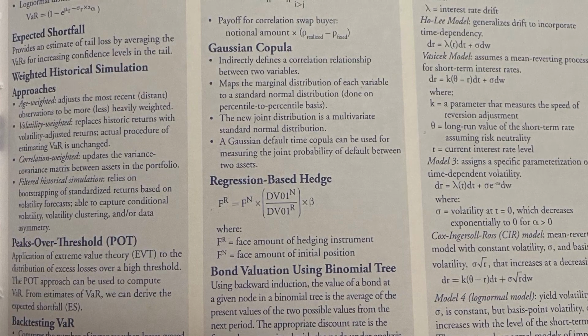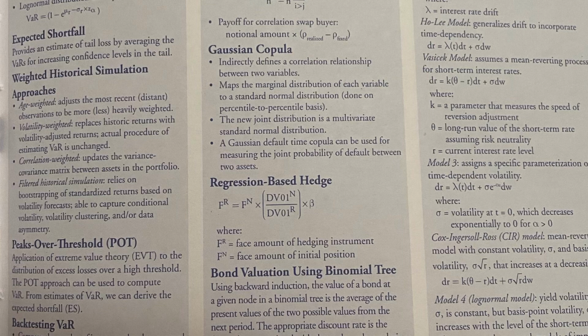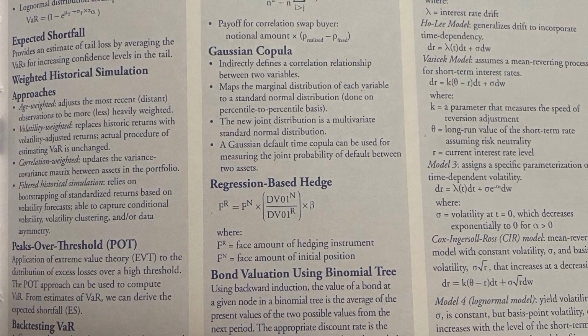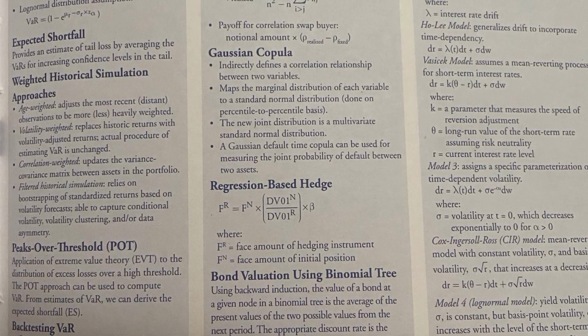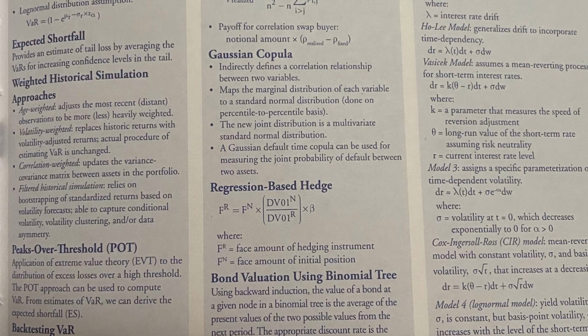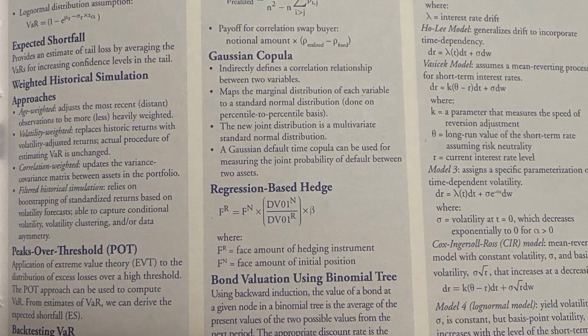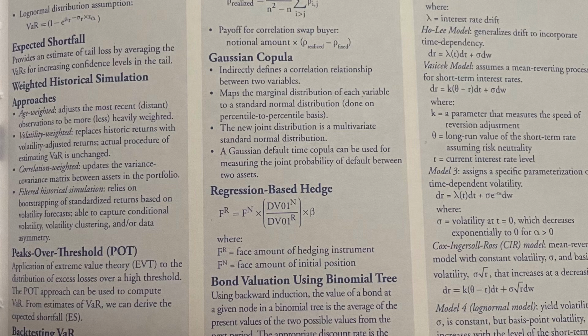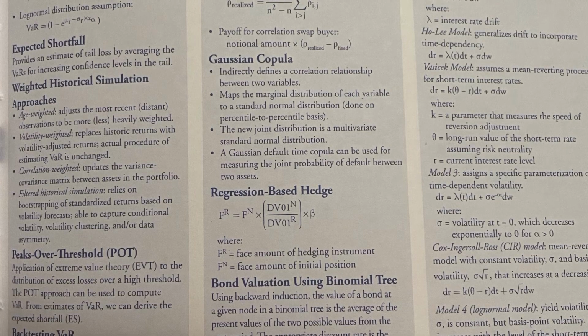Okay, once more. Age weighted historical simulation adjusts the most recent observations to be more heavily weighted and the less recent or distant observations to be less heavily weighted.